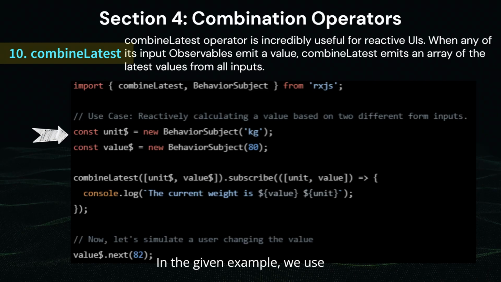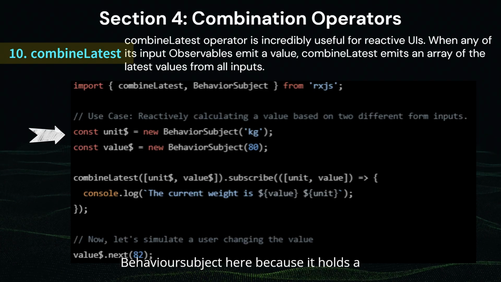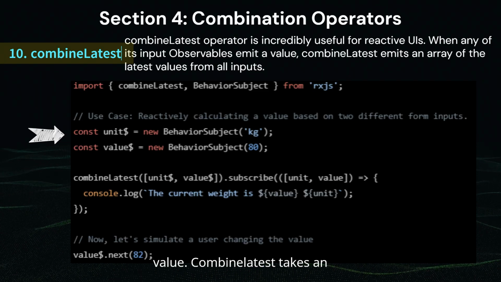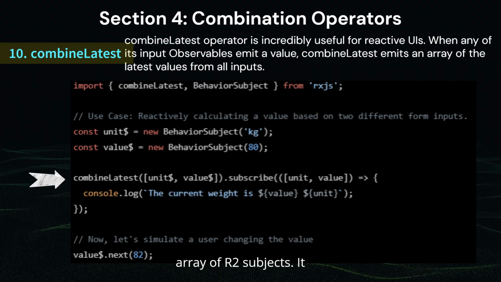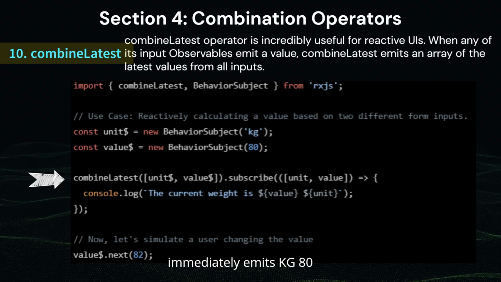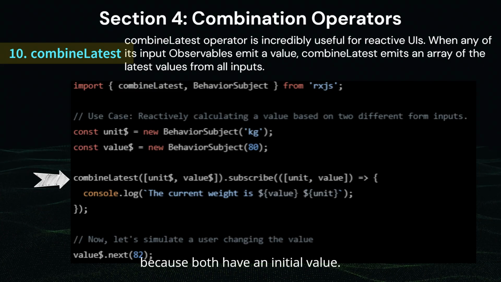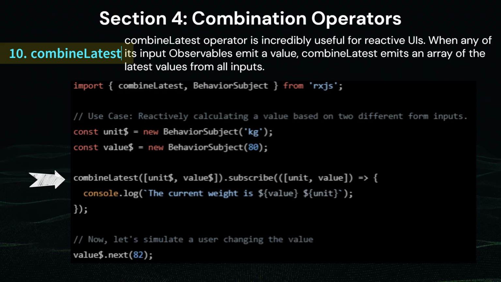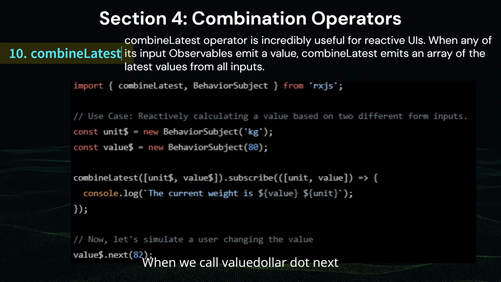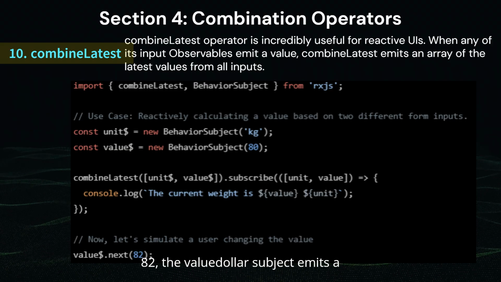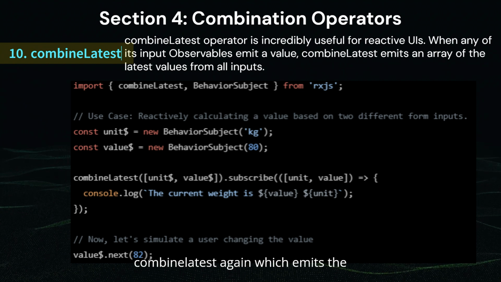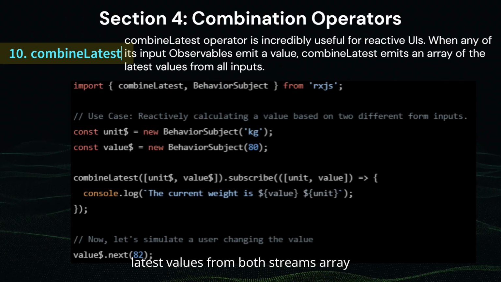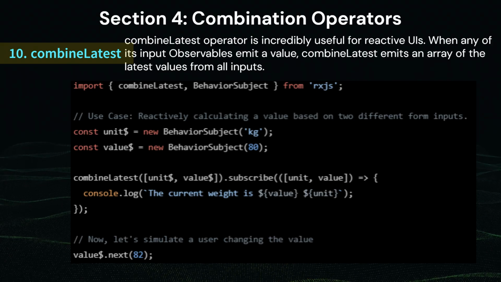In the given example, we use BehaviorSubject here because it holds a value. combineLatest takes an array of our two subjects. It immediately emits kg, 80 because both have an initial value. When we call value$.next(82), the value$ subject emits a new value. This triggers combineLatest again, which emits the latest values from both streams, an array of kg and 82.